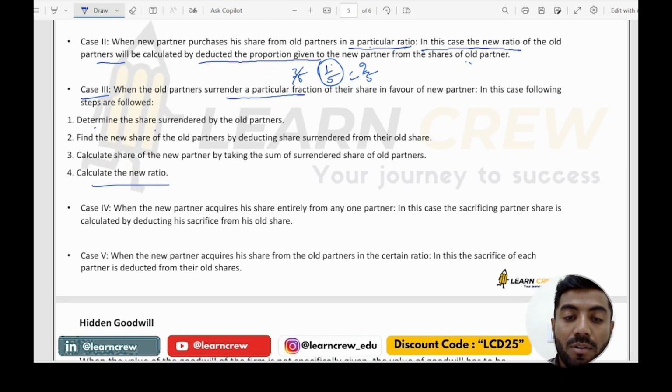When the new partner acquires his share entirely from one partner, so from one particular partner the share is being given, similarly it should be calculated. When the new partner acquires his shares from old partners in a certain ratio, in this case the sacrifice of each partner is deducted from the old share. Certain ratio they have taken, similar to the particular ratio that was given.